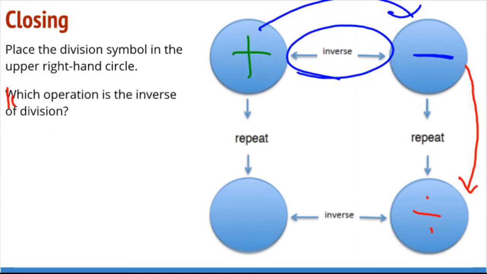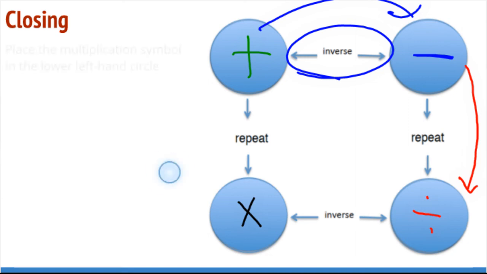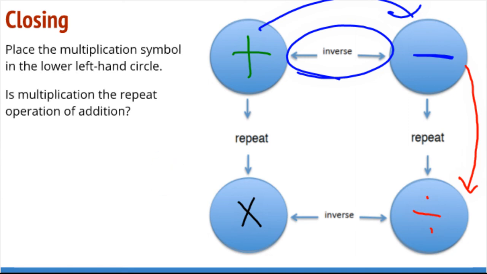So what operation is the inverse of division? And you're looking and saying, well, it's obvious because the only operation we haven't used is multiplication. Okay, that's great. So we've got multiplication, which we know can be represented a lot of different ways. So, but now we want to check. We want to ask ourselves, is multiplication the repeat of the addition? Because we have to check it this way.